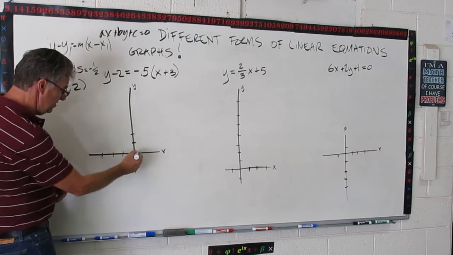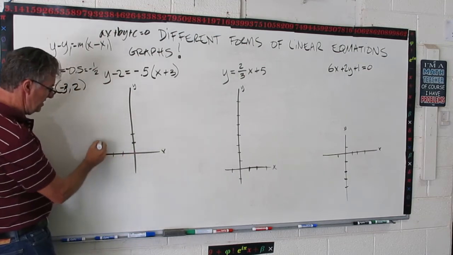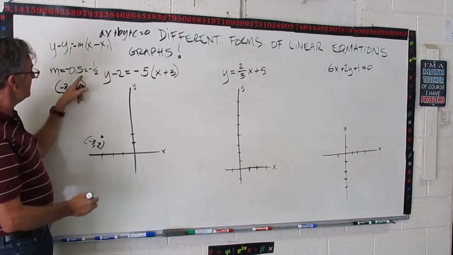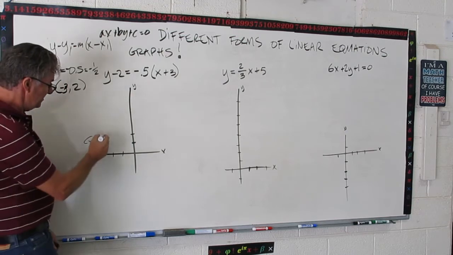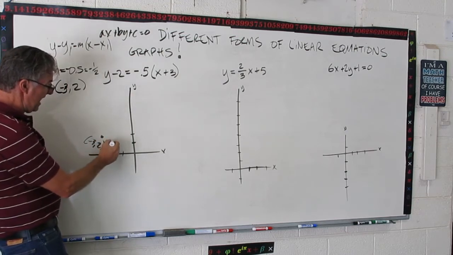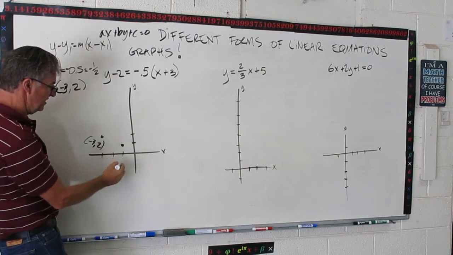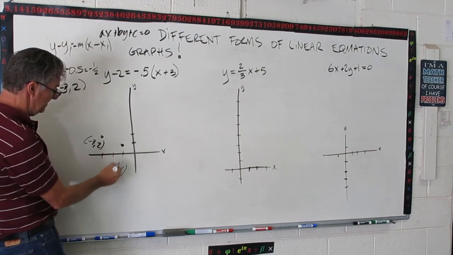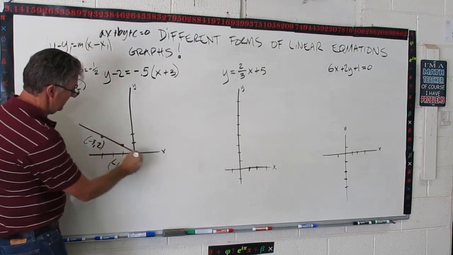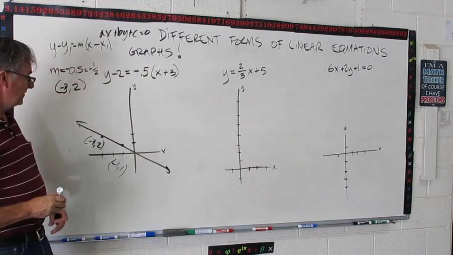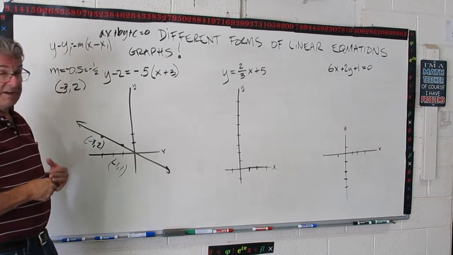So let's do the point. -3, up 2, there's my point. Now my slope is -1/2, so that means if I go over 1, I go down 1/2. I'm going to go over 1 again and down 1/2, and I'll get to this point, which is -1, 1. And then I can draw my line graph. So that's that one.